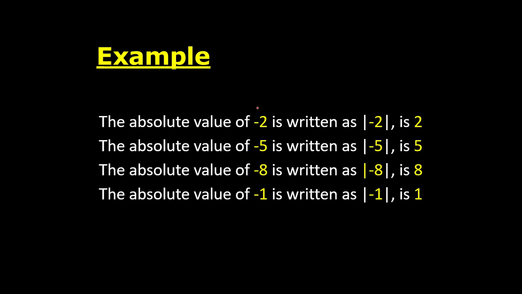The absolute value of -2 is 2 only. We remove the minus symbol. Similarly, the absolute value of -5 is +5 only. The absolute value of -8 will be equal to +8. We remove the minus symbol. The absolute value of -1 will be equal to +1.